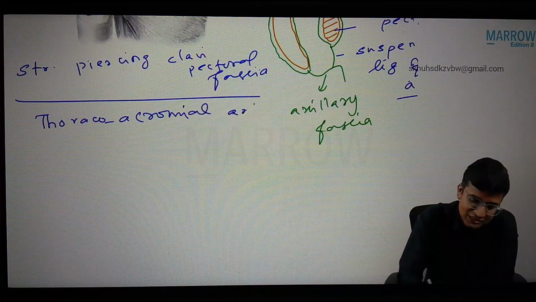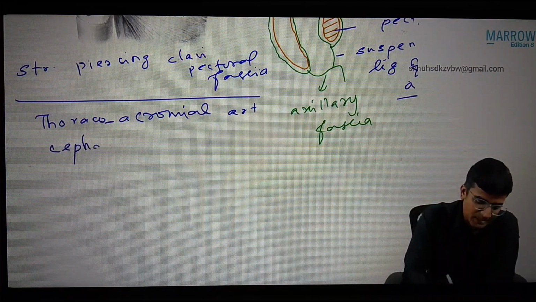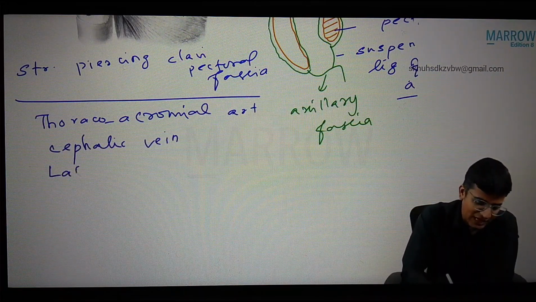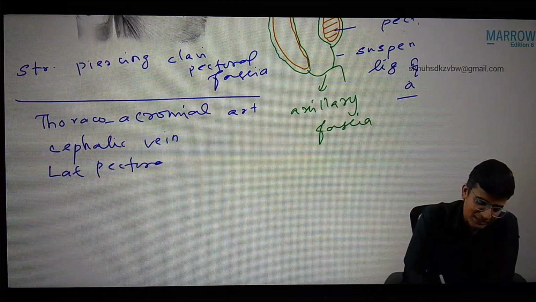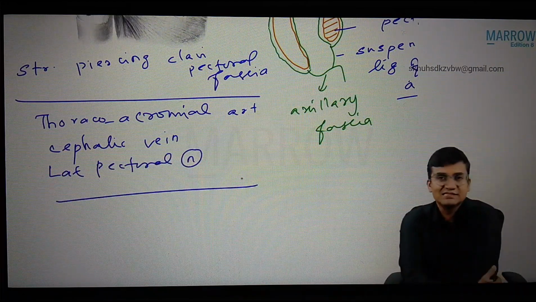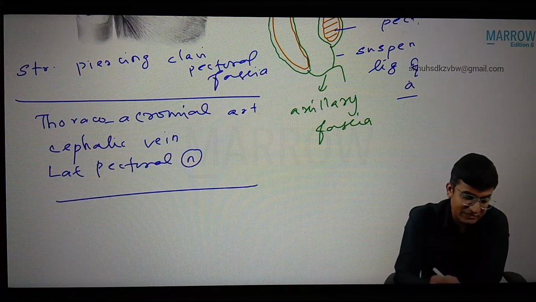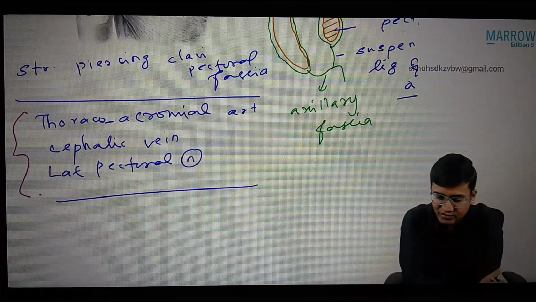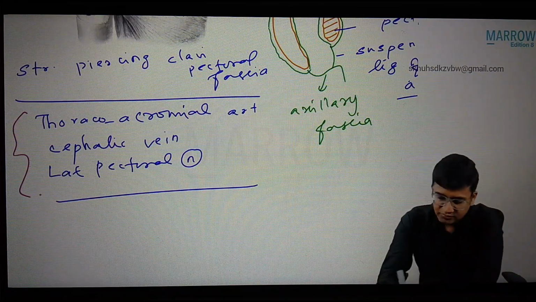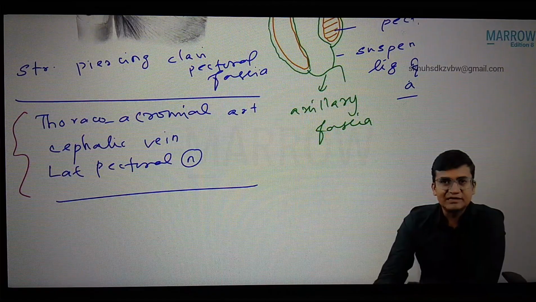Thoracoacromial artery. Vein, cephalic vein. Nerve, lateral pectoral nerve. So, three structures pierce the clavipectoral fascia. Expected question. Okay. Right. So, that's all about the muscles in the pectoral region.